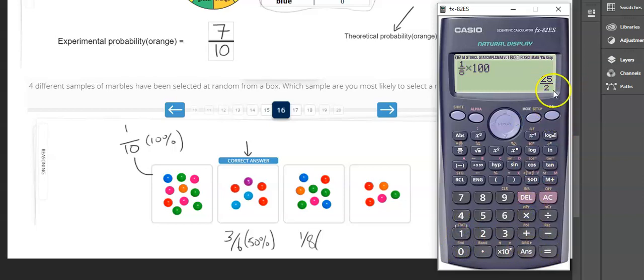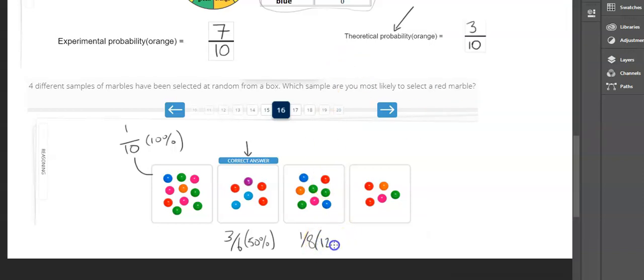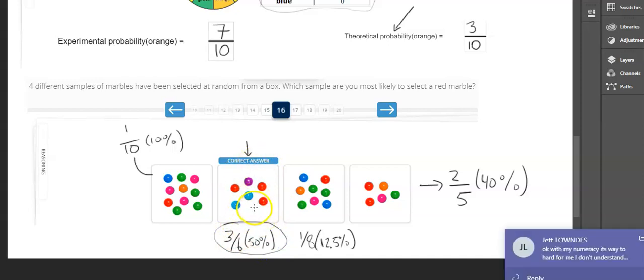And here we have the scenario where it's still given to me as a fraction format, and this is where we use that SD button to get 12.5. So this is 12.5%. And the last one here is a 2 out of 5. And this is a 40%. You can use your calculator to double check that. And so from this, the scenario where you're more likely to choose a red marble is this one here. It doesn't necessarily mean that if you chose that sample, you would definitely get a red. It just means this is the best scenario for you to choose.